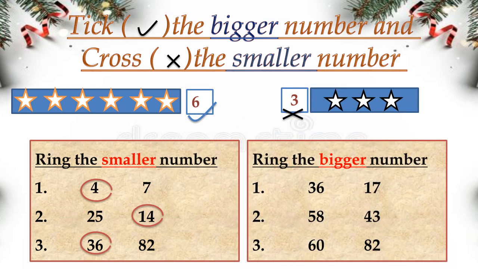The next is arrange the bigger number. First question is 36 and 70. Here 70 is the bigger number. Next is 58 and 43. Here which number is bigger? That is, 58 is the bigger number. The next is 60 and 82. Here 82 is the bigger number.